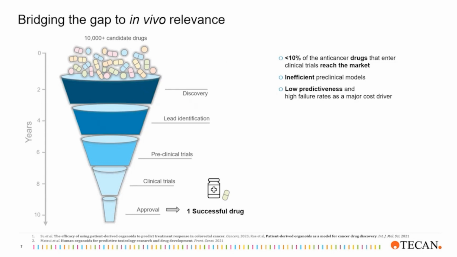Traditionally, at the mouth of this funnel, cell-based assays and 2D cell culture screens are heavily utilized. And with over 10,000 candidate drugs entering the funnel, there is a huge attrition rate over the 10+ years of the drug discovery process, which produces just one successful drug, with less than 10% of the anti-cancer drugs that enter clinical trials reaching the market. This high failure rate, not to mention considerable costs, can be attributed to inefficient preclinical models with low predictive power that simply cannot fully recapitulate the in vivo situation.